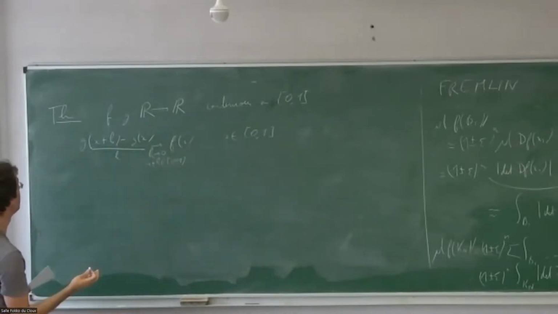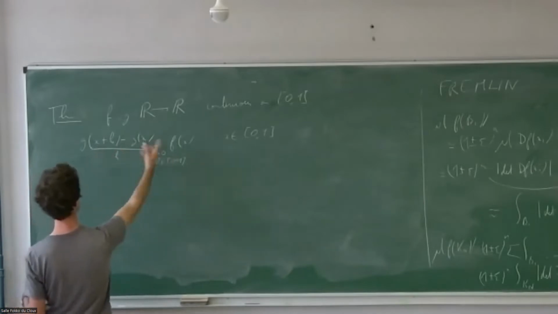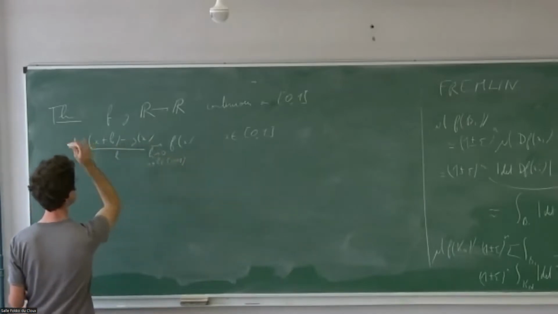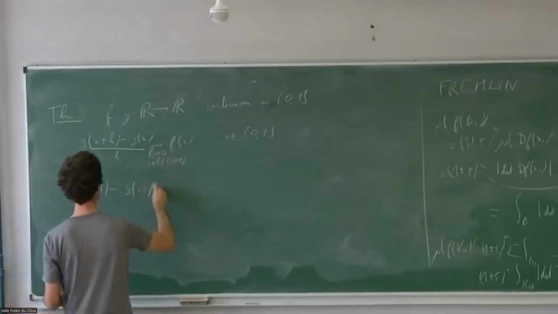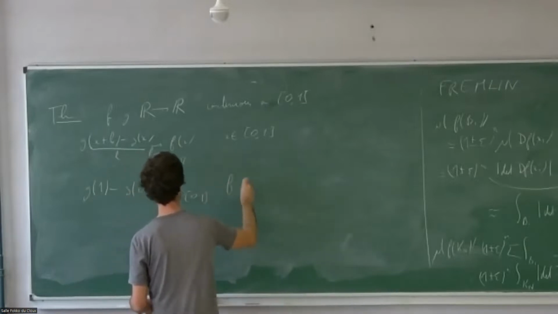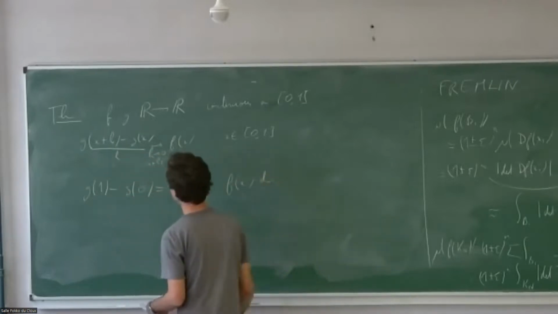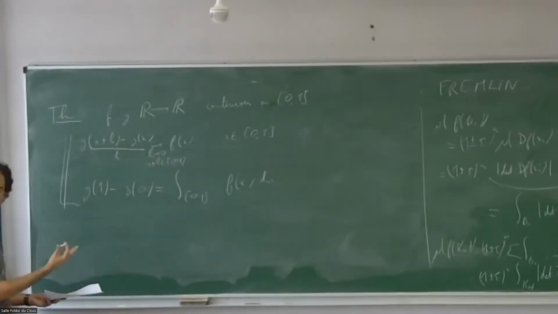And then, hopefully you believe me that g is the primitive of f, so g(1) minus g(0) should be the integral over [0, 1] of f(x) dx. Okay? Hope you believe this is true. And this was not true with our first definition of integral.